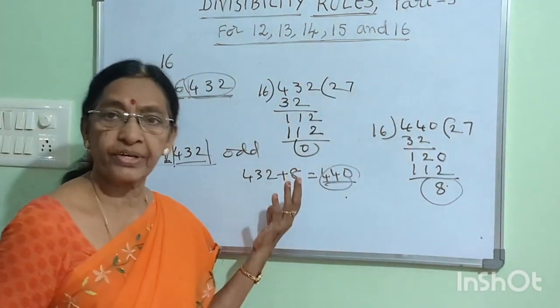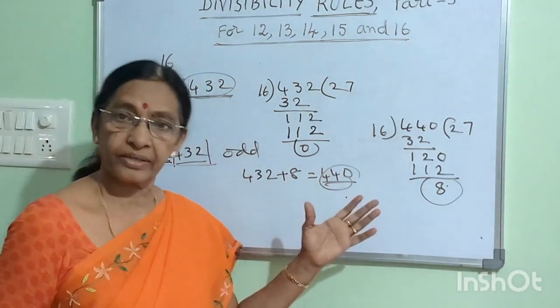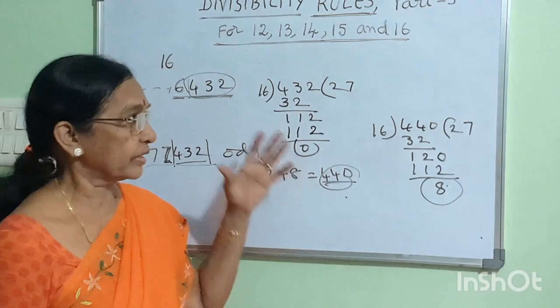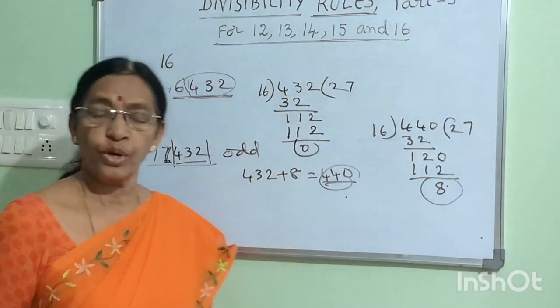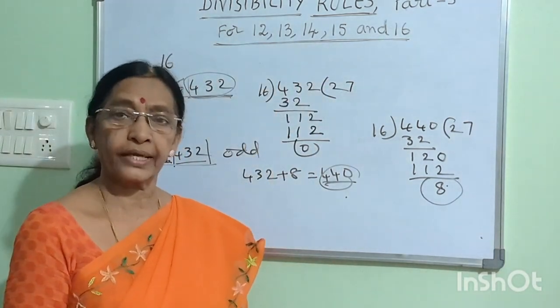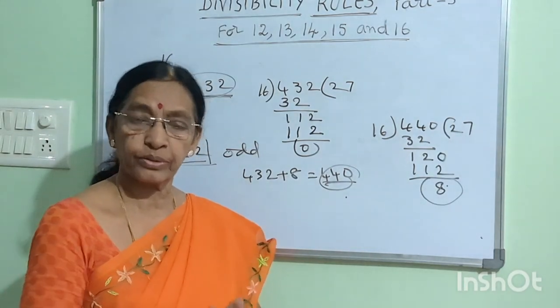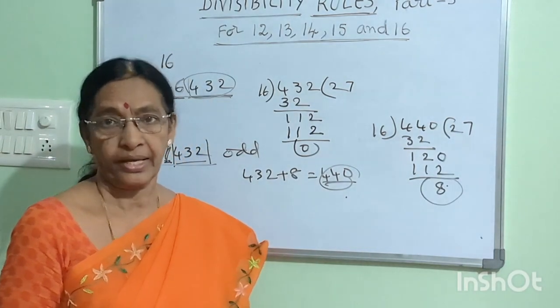So, you take different numbers and check whether they are divisible by 16 or not. Then you will get practice. Like that, for the remaining numbers also, you take different numbers and see whether they are divisible by those numbers or not, and check with the calculator.